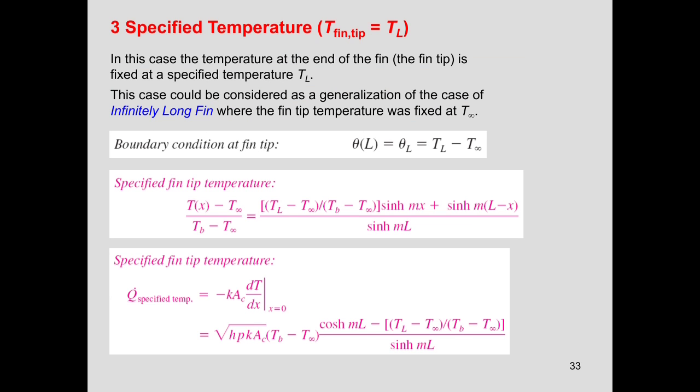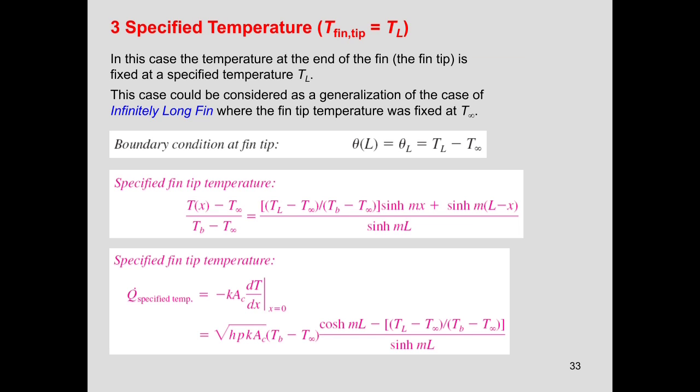Now next one, specified temperature of the fin tip. So the second concept: if you consider a fin tip that has a particular constant temperature, then in this case the temperature at the end of the fin, or the fin tip, is fixed at a specified temperature TL. This case could be considered a generalization of the infinitely long fin, where the fin tip temperature was fixed at T∞. So the boundary condition at the fin tip is θ(L) = θL = TL − T∞.